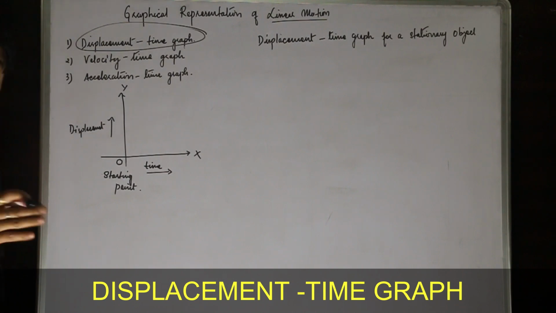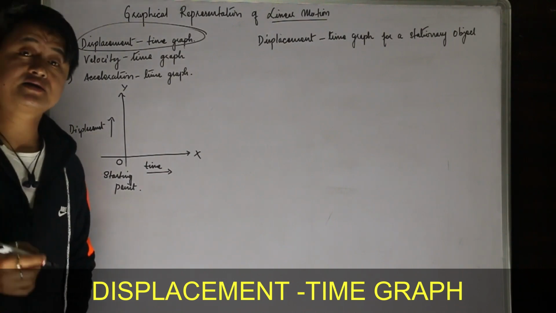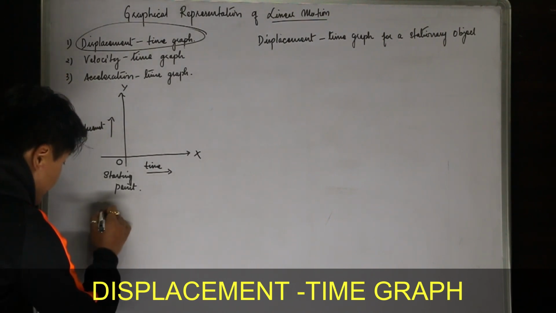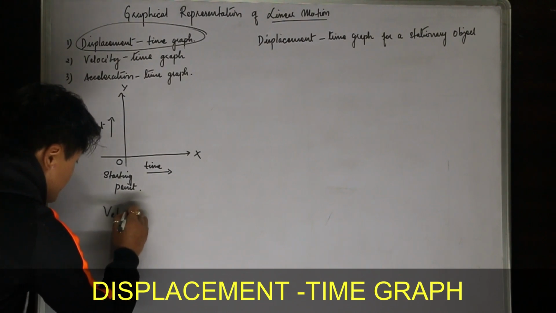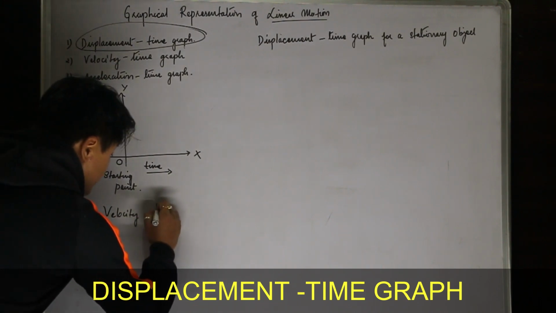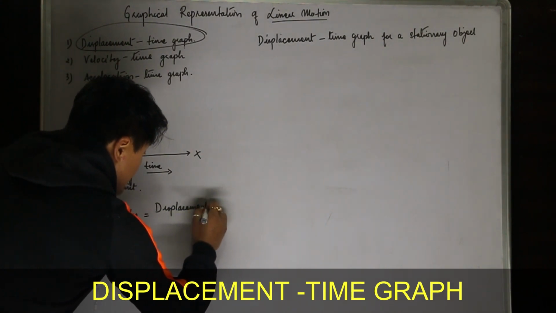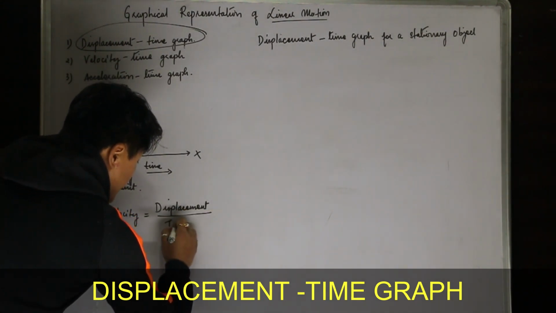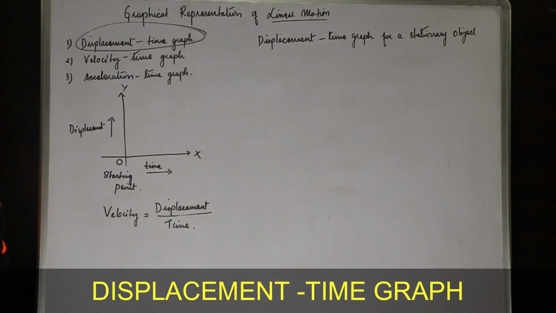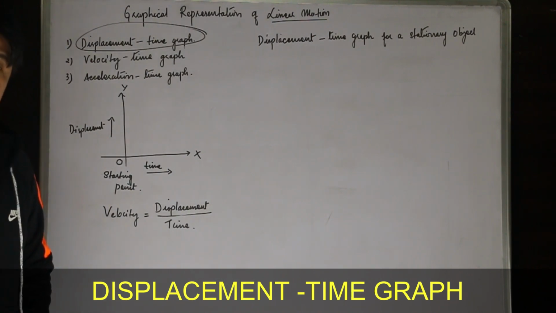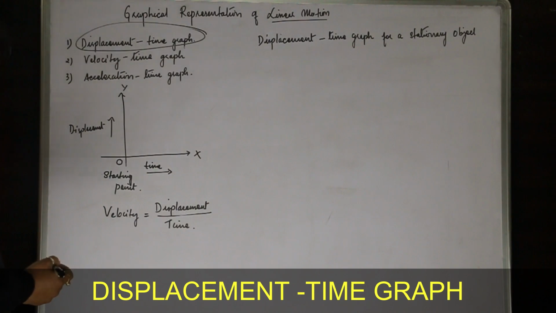We have to know that the displacement time graph will represent the velocity. Whatever slope we find in the displacement time graph is the velocity of the moving body, because we know that velocity is the ratio of displacement and time. So the slope we get from the displacement time graph is the velocity.